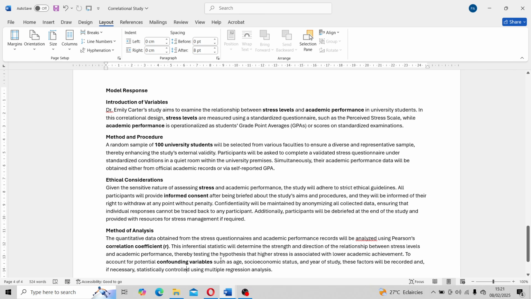To account for potential confounding variables such as age, socioeconomic status and year of study, these factors will be recorded and, if necessary, statistically controlled using multiple regression analysis. So you can try to control that, or you can leave that, that depends on you. So any other idea that comes to your mind so far, if it is logical and goes well with the question, it is good and fine.